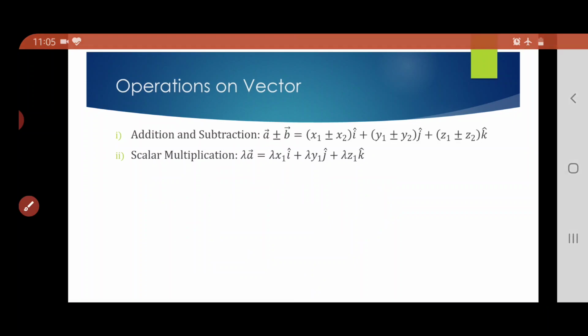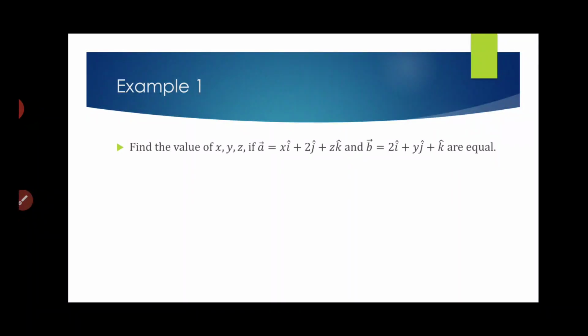Now let us move to problems. Problem number 1. Find the value of xyz if a vector is given xi plus 2j plus zk and b vector is given 2i plus yj plus k, and they are given to be equal. Now remember, if two vectors are equal, they are equal both in magnitude and direction, so that means they are component wise equal. So therefore x will become equals to 2, y will also become equals to 2, and z will be equals to 1.